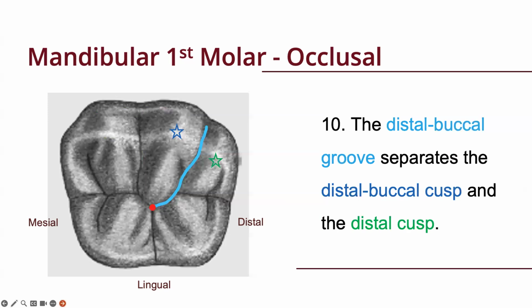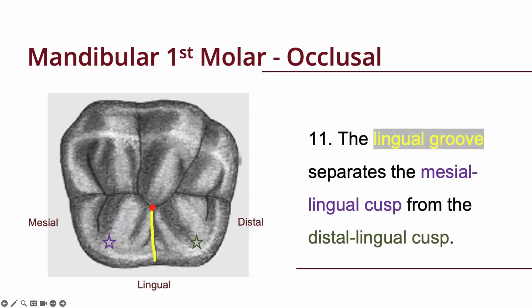The distal buccal groove separates the distal buccal cusp and the distal cusp. So here, starting from the central pit, travels up here, dividing the distal buccal and distal cusps. And then this is a groove that fades onto the distal facial surface. The lingual groove separates the mesial lingual cusp from the distal lingual cusp. Again, starting from the central pit and dividing the 2 lingual cusps.